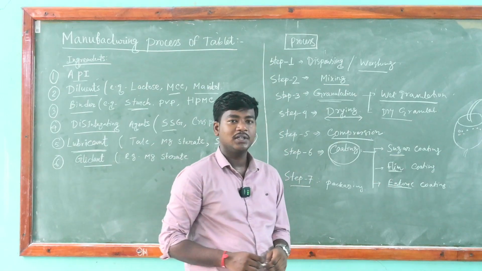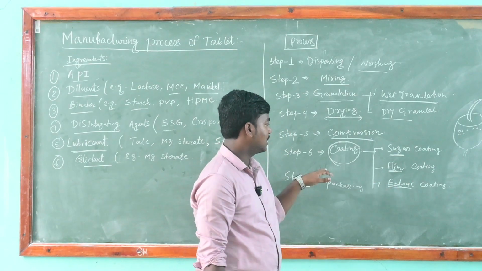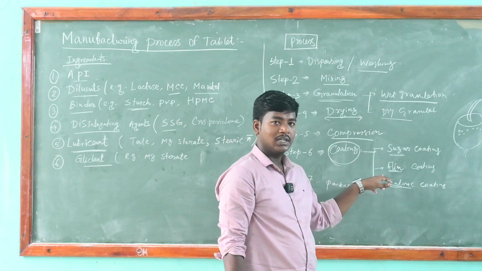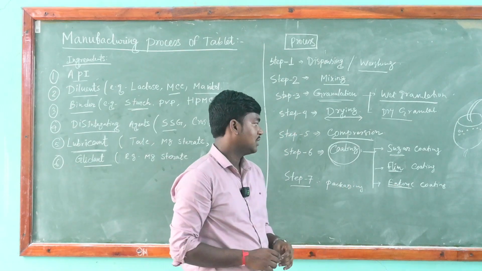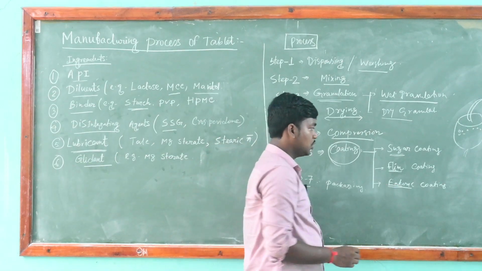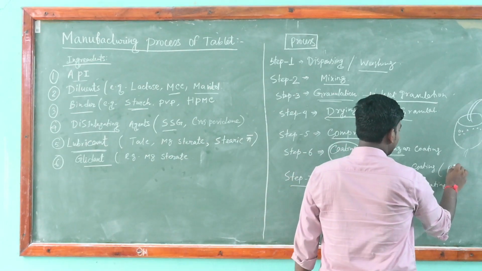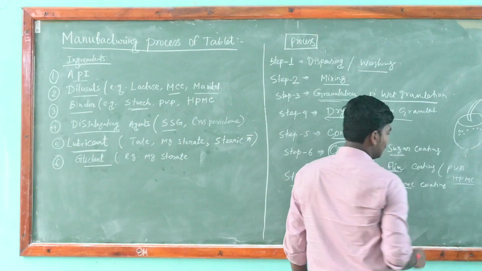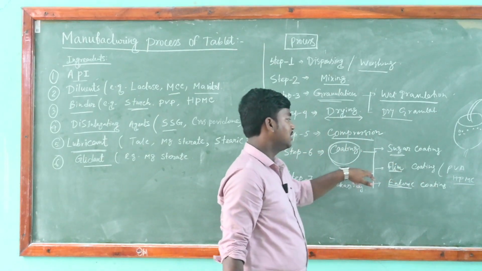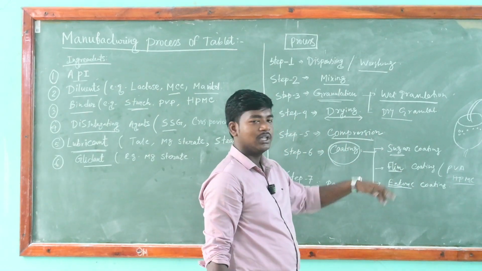The next one is film coating. Film coating basically protects the tablet material from environmental moisture damage. In film coating we generally use PVA or HPMC polymer, that means hydroxypropyl methyl cellulose polymer, or PVA polymer, in the film coating technique.